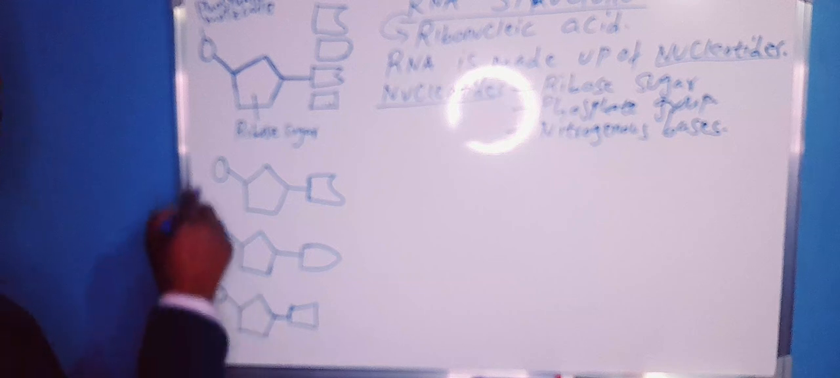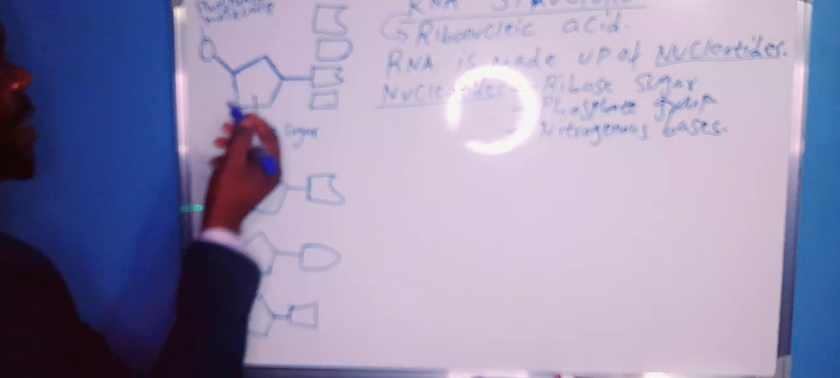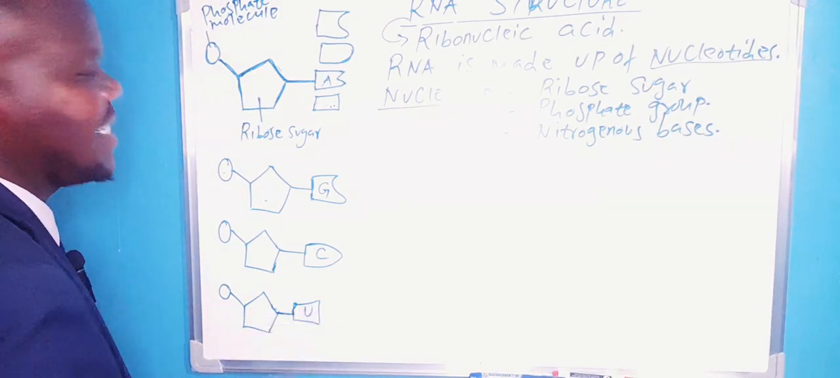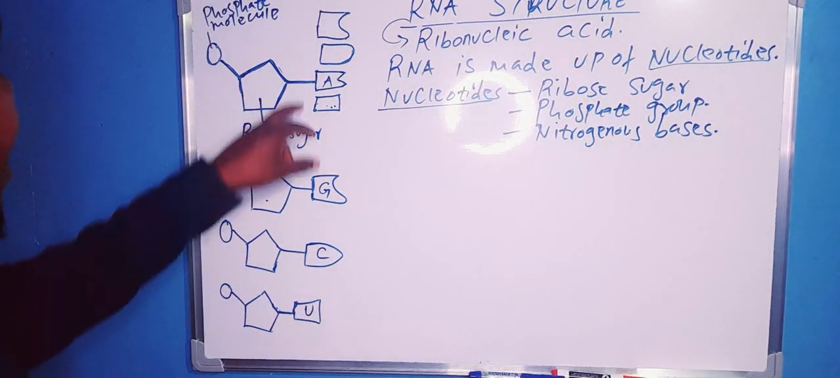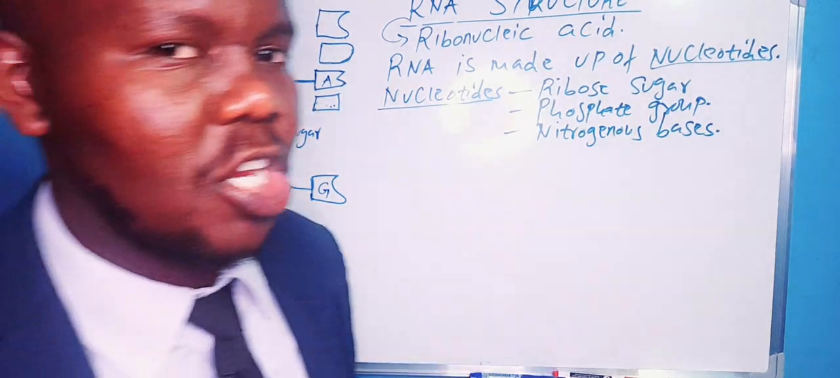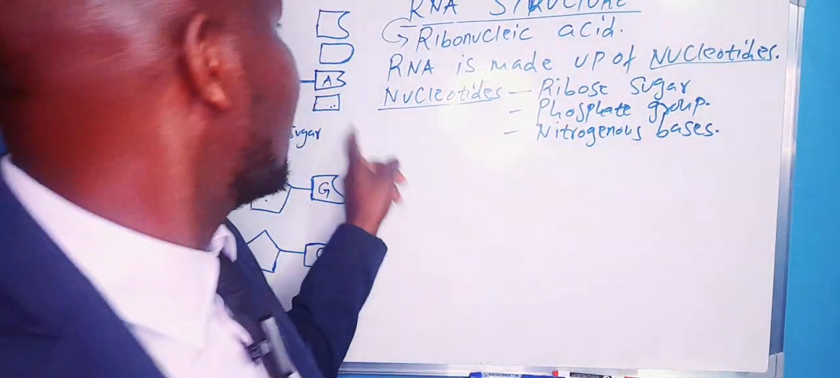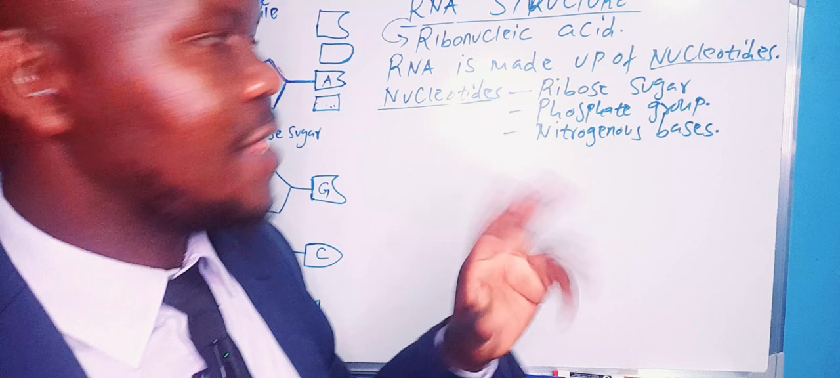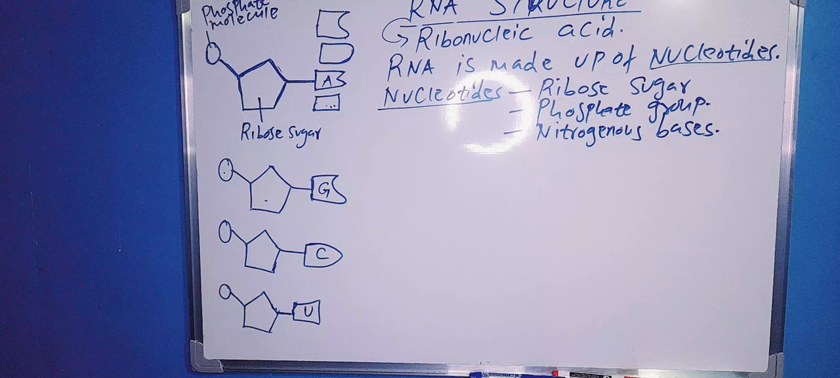So this one is the phosphate group molecule, this one is the ribose, and let me make the first one adenine, the second one guanine, this one cytosine, and this one uracil. I'll get to explain it. Those are nitrogenous bases. So a phosphate molecule with a ribose sugar gets attached to one of these nitrogenous bases, and there are 4 nitrogenous bases. That takes us to the next point.